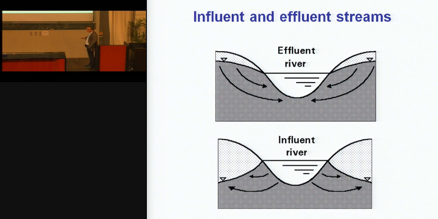And during bank storage, we have a change from effluent to influent, temporary influent conditions, and back again. You can have a change of reverse flow lines as we had in the previous figure. Usually most of the rivers are either gaining or losing. Now this would be a gaining river and this would be a losing river. Losing in terms of losing water to the groundwater. Gaining means gaining discharge from the groundwater.